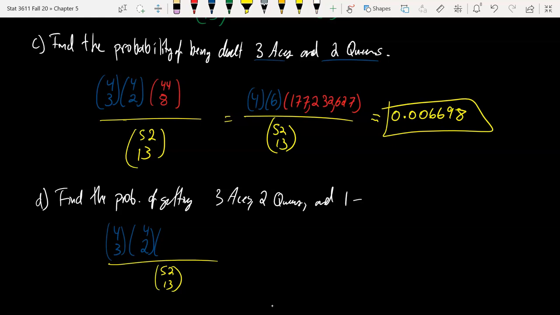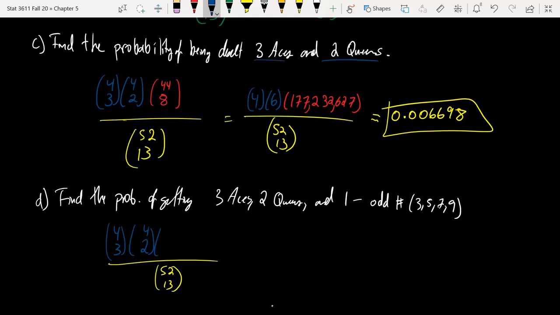Let me make this more interesting. Let's say 1 odd number. So what's an odd number? That would be a 3, a 5, a 7, or a 9. Okay. How about that? Did I make this complicated enough?